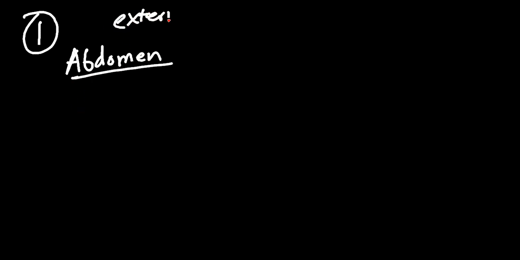We're going to be talking about the layers. So we're going to first start off with the abdomen. So we've got the abdominal layers. Now we're going to go from external to deep. So pretend that you're going to start at the skin, and then we'll work our way layer by layer down to the deep tissues.